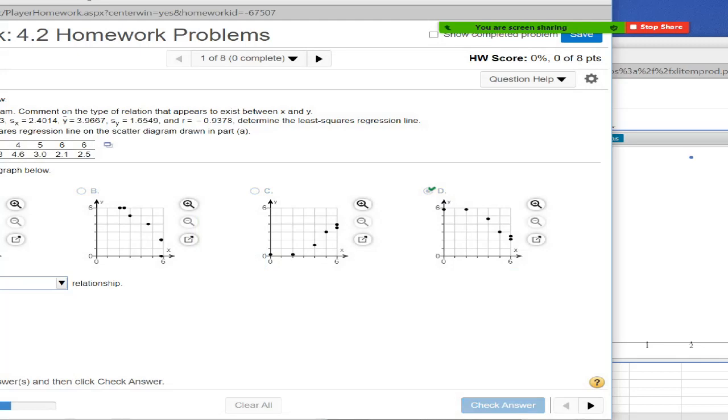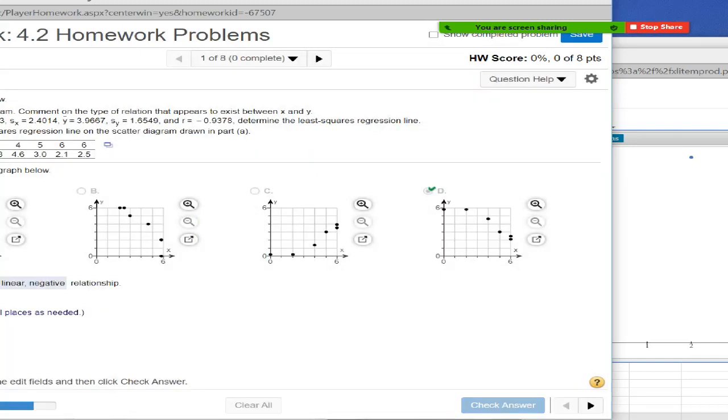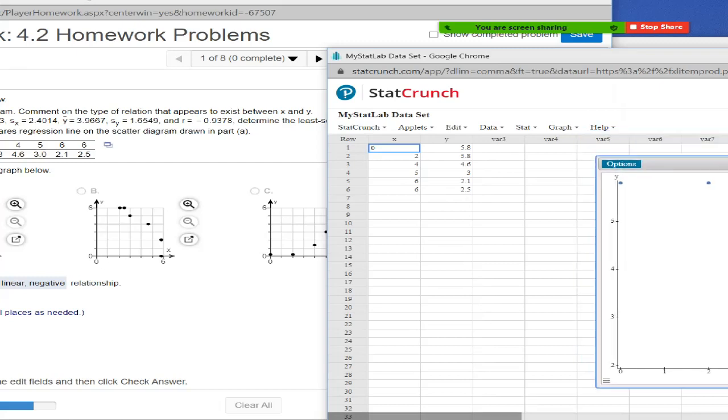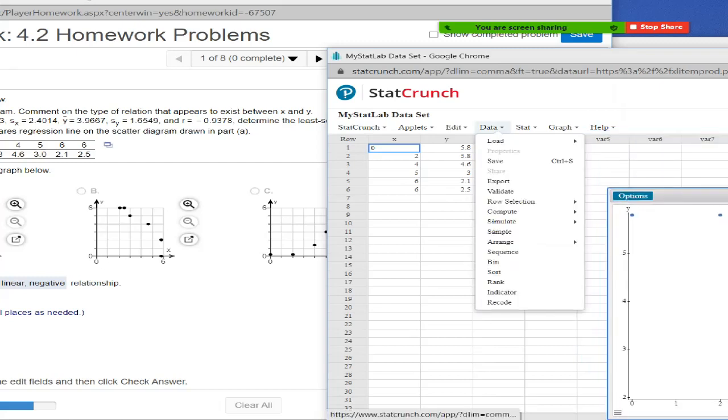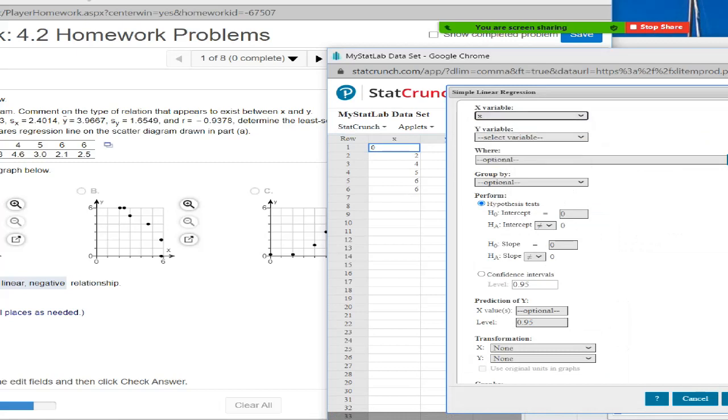Okay, now does there appear to be a linear relationship? Well, they're declining, so even though it's going down, it's a linear relationship. So yeah, I think it's a linear negative relationship. It's not a very big data set, but that's okay. And now we need to find the line of best fit, the least squares regression line. All right, let's see if we can figure out how to do that in StatCrunch. So I'm going to look for regression, simple linear. The X variable is X, the Y variable is Y.